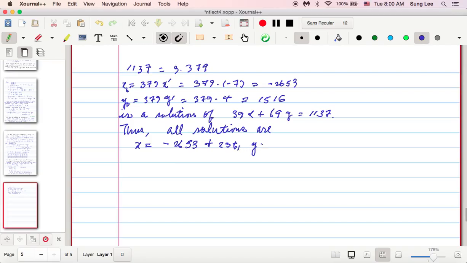And y equals y naught, 1516, minus a over d. A equals 39 divided by 3, that's 13, right? So negative 13t, where t is an arbitrary integer. So that's going to be all solutions. But that's not what we are looking for, okay?